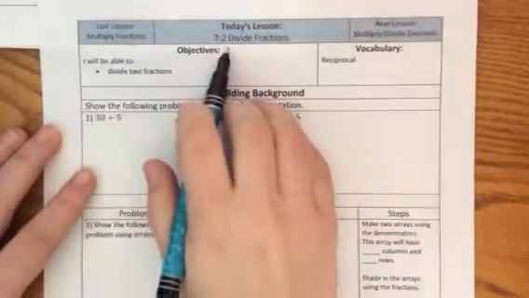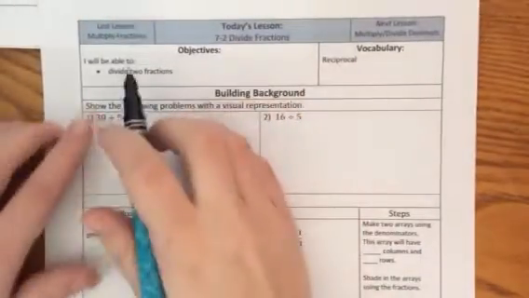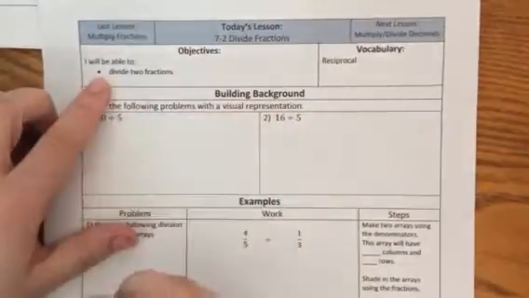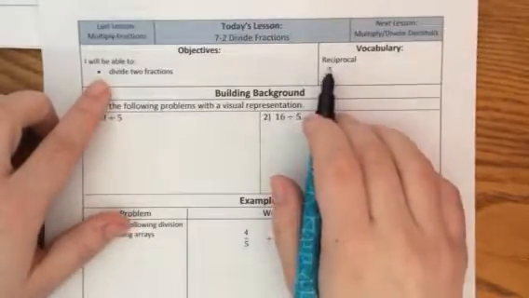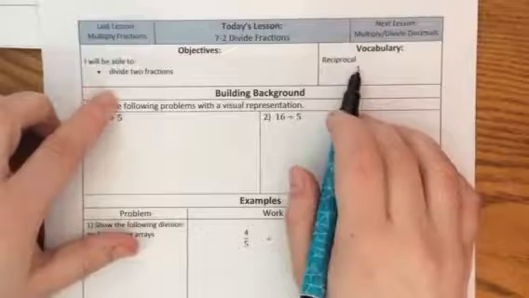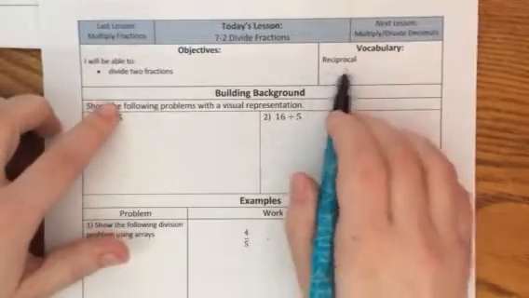Alright, welcome to 7-2, which is dividing fractions. Today we're going to be able to divide two fractions. That's our goal. I'm going to explain that process, okay? Our vocabulary is reciprocal, okay? We're going to come back to that vocab in just a moment.